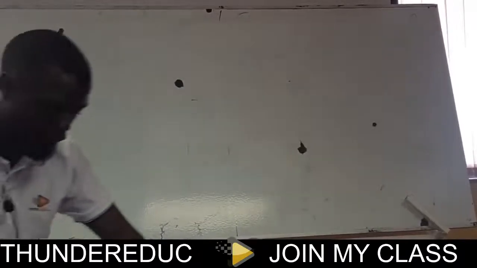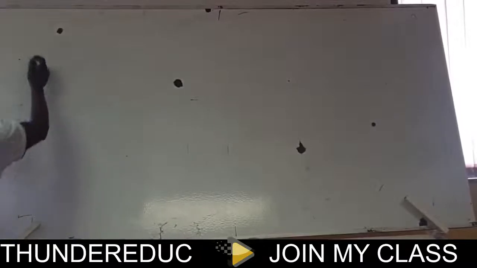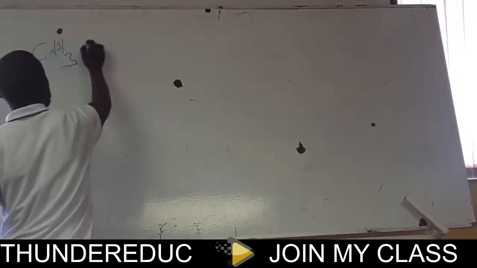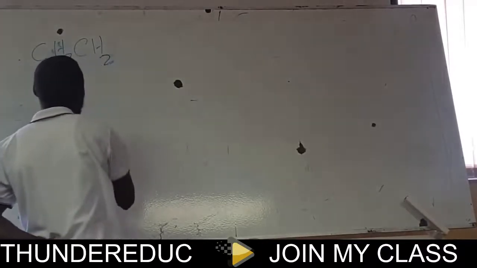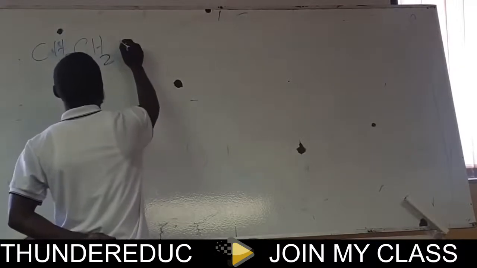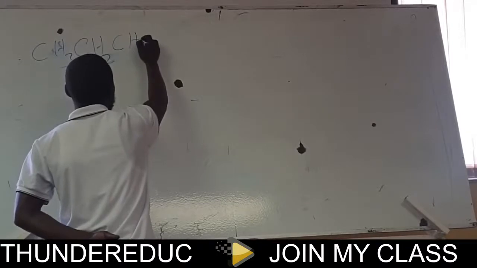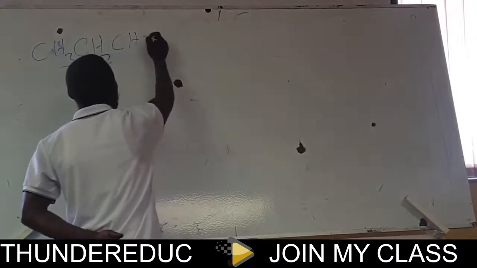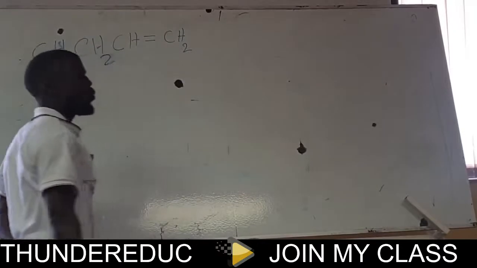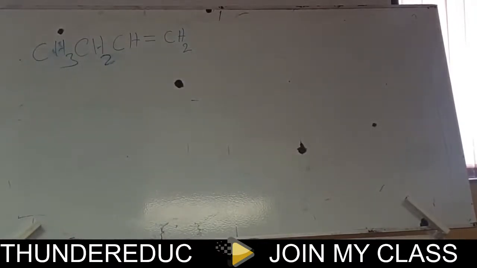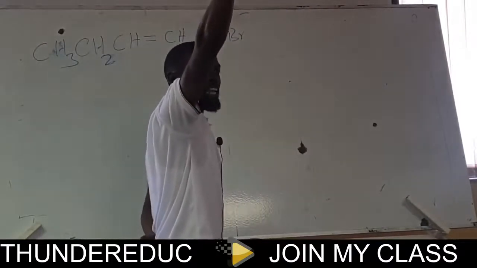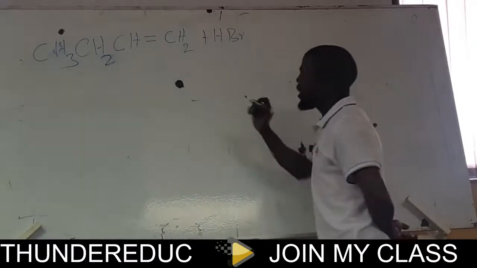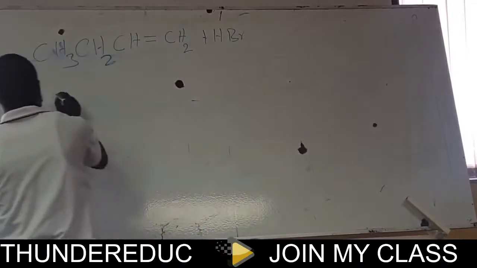Now, let me think about the equation I should give you. CH3, CH2, CH. Now I add, should I add bromine? Hydrobromic acid? Use bromine. All right. Now let's expand it, so that we split it and then we see how Markovnikov talks about this.